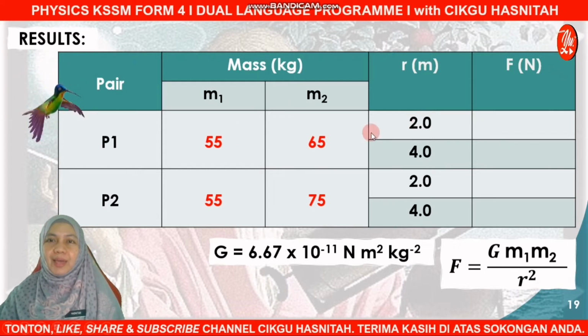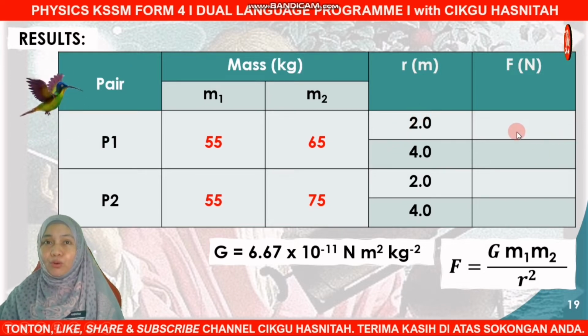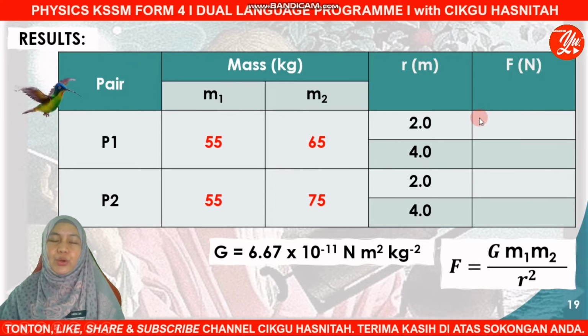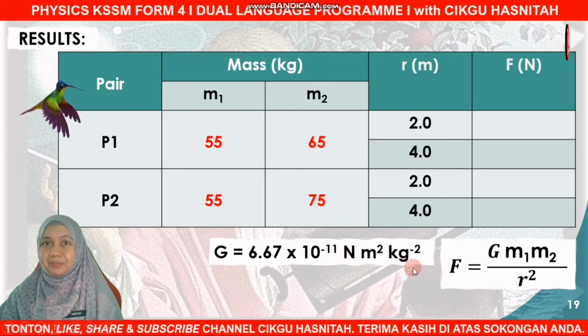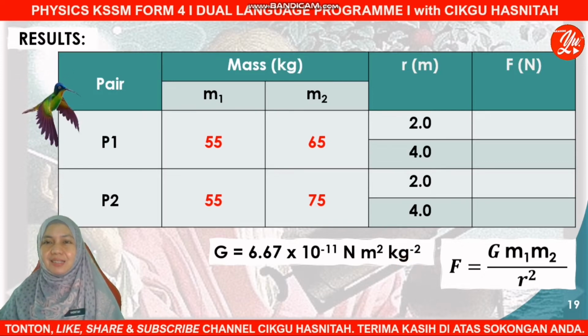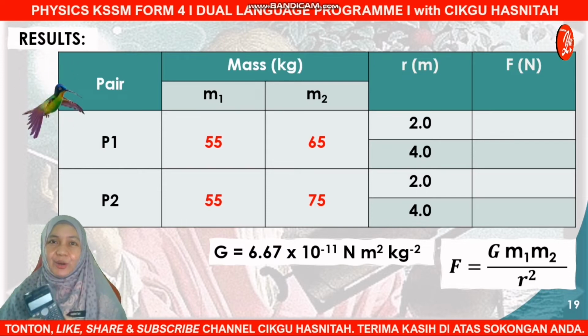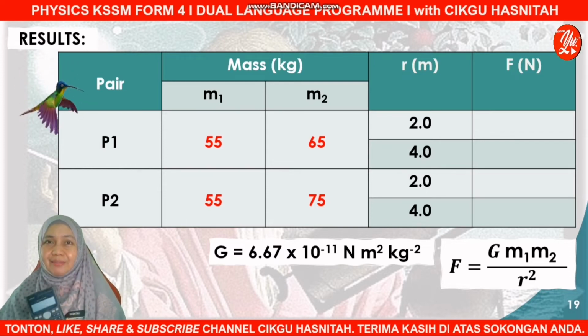So for each mass and distance, you have to find what is the gravitational force acting in between the two persons by using this equation of F equals G M1 M2 divided by R squared, where the magnitude for G is 6.67 times 10 to the power of negative 11 Newton meter squared per kilogram squared. This G refers to, very good, the gravitational constant. So students, you can take your calculator and try to fill up your table now.